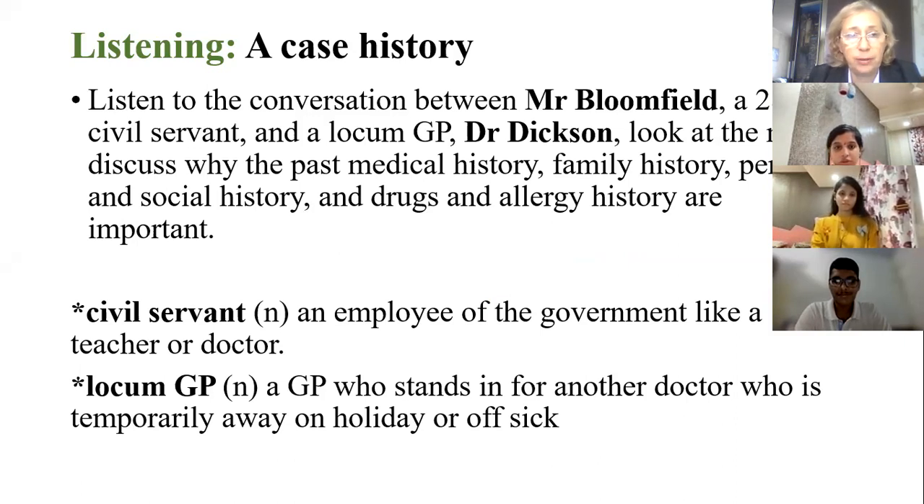And we should discuss why the past medical history, family history, personal and social history, and drugs and allergy history are important. First of all, I would like you to focus on some phrases which we need to make sure that we understand everything the right way. About Mr. Bloomfield, a civil servant: he works as a civil servant. You remember, this is an employee of the government, like a teacher or a doctor. So people who get their money from the government.